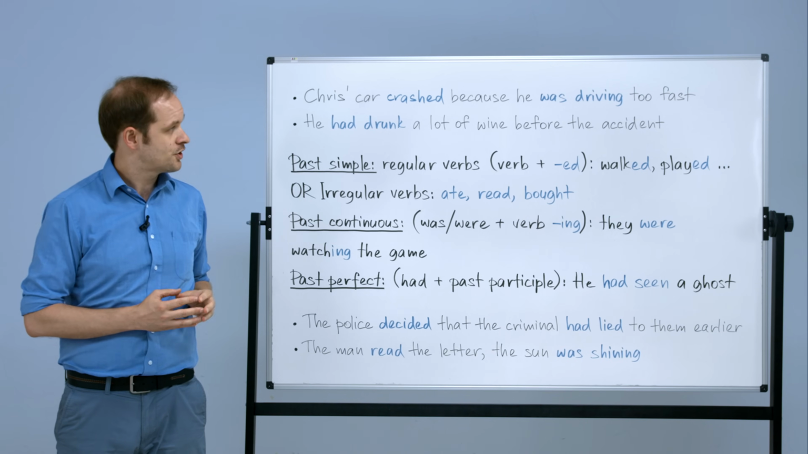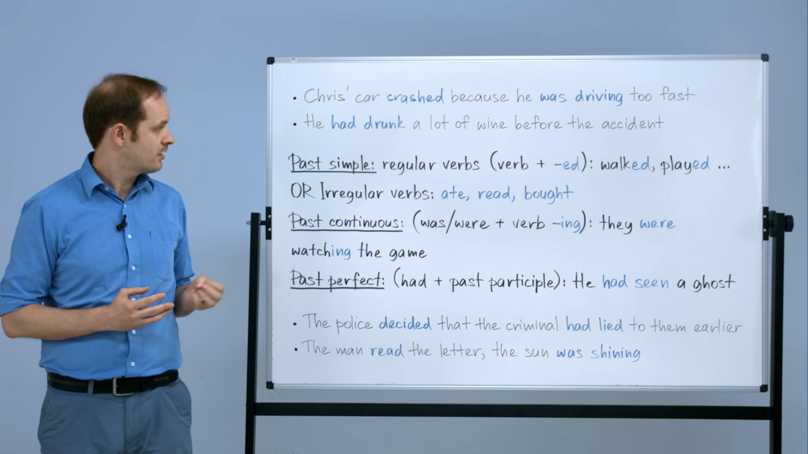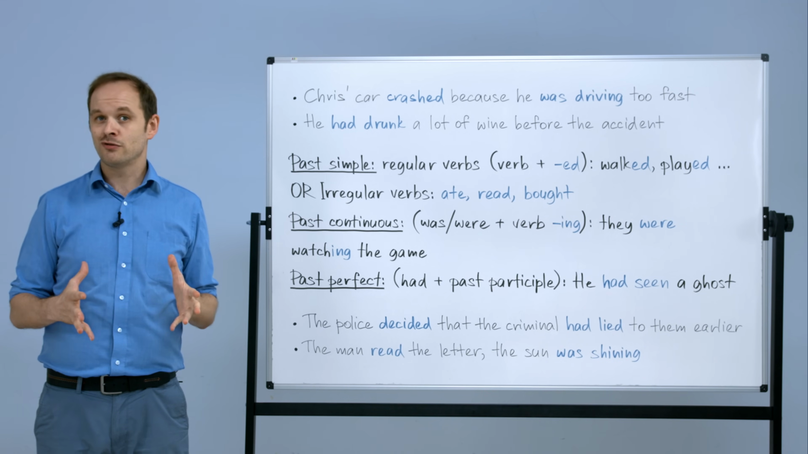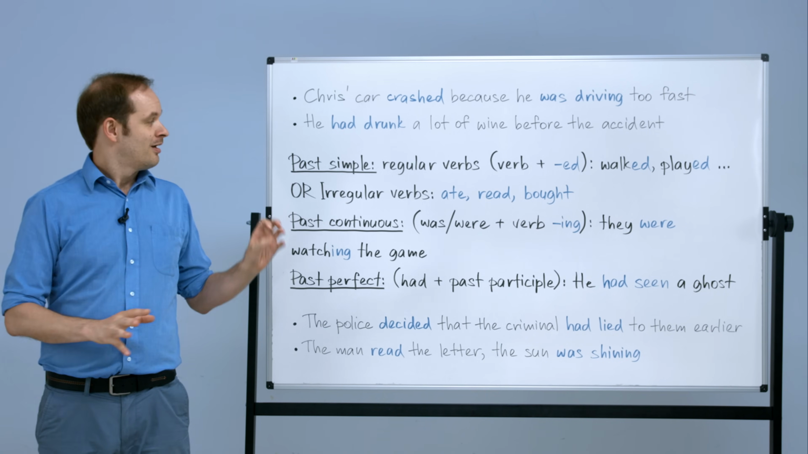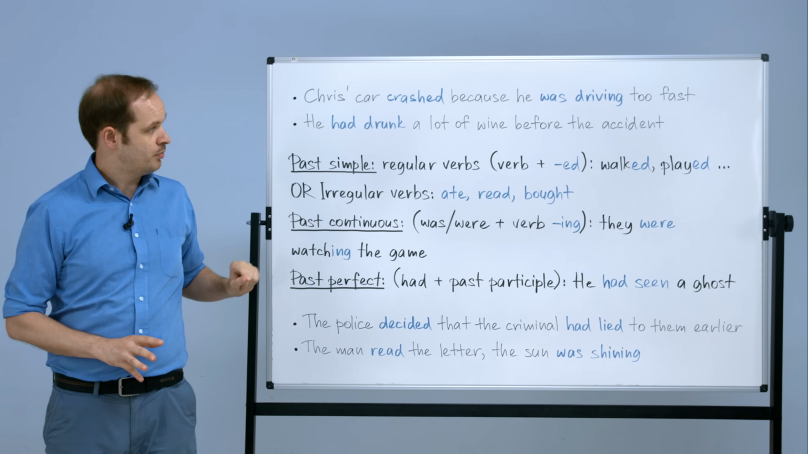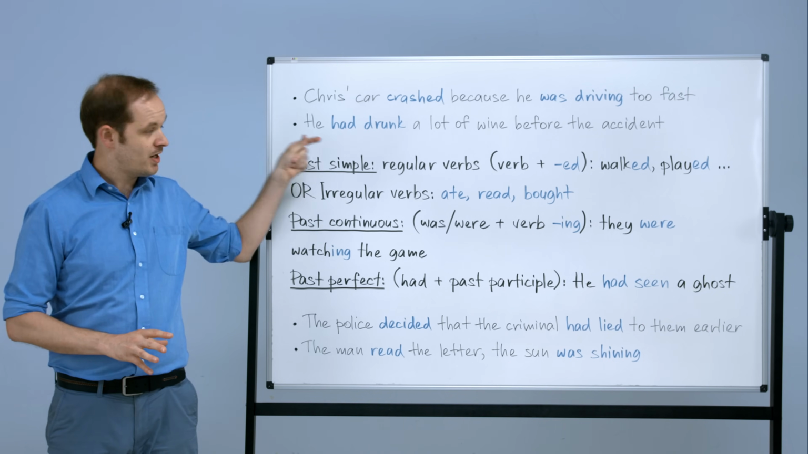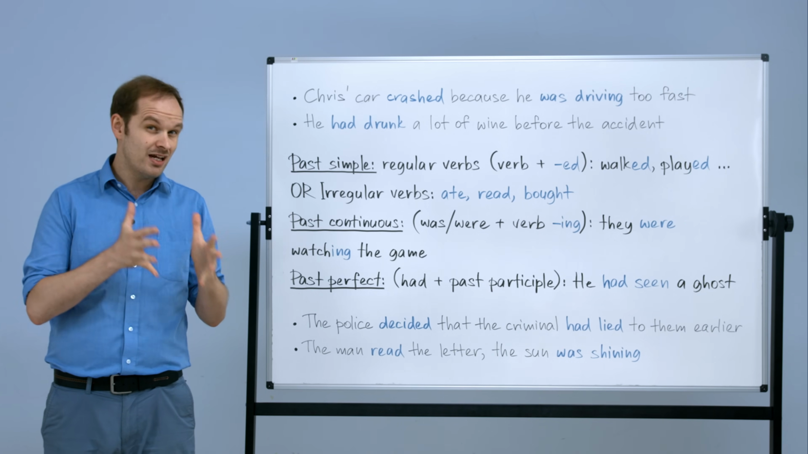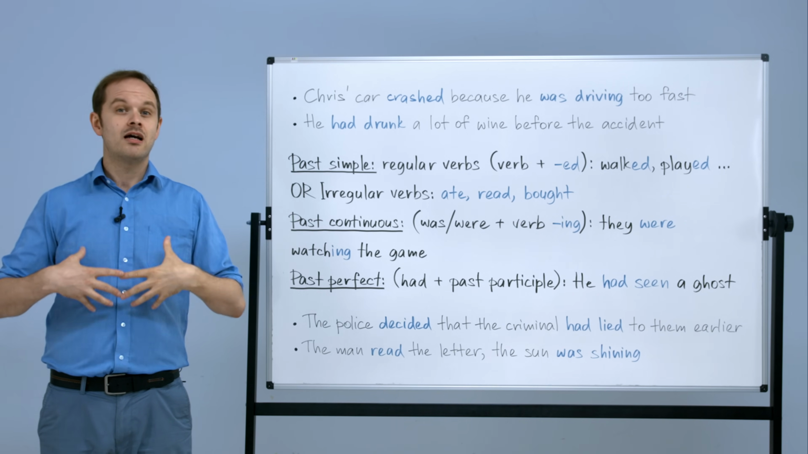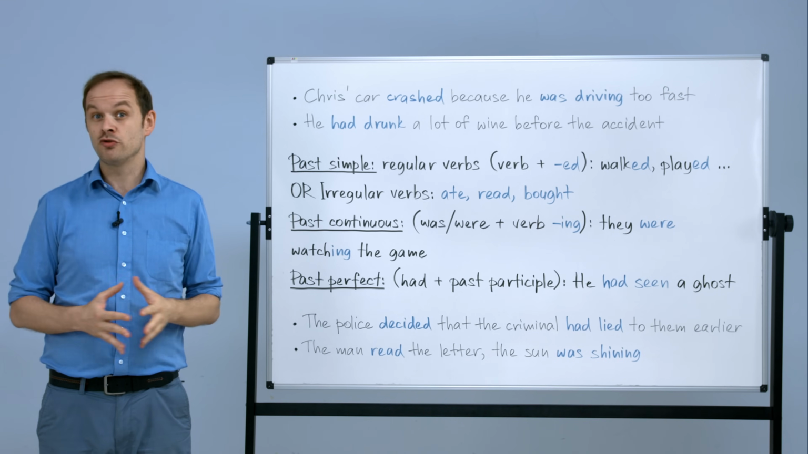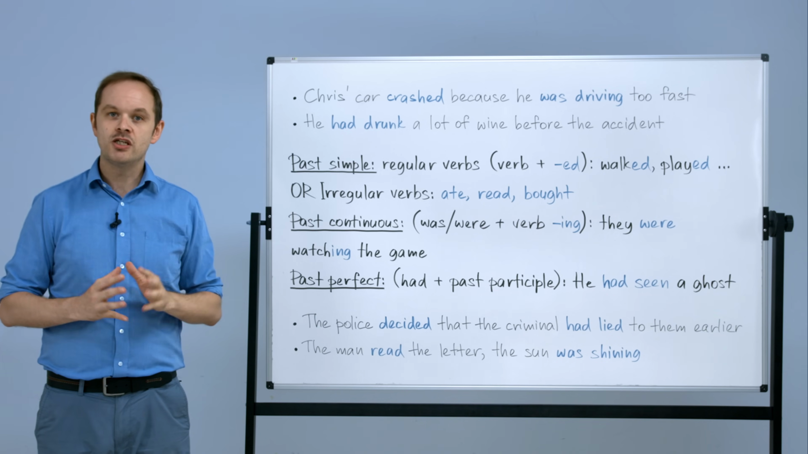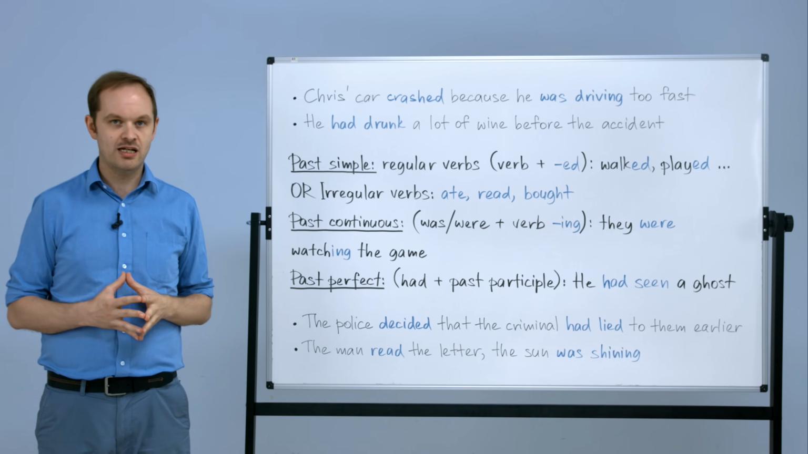Now, let's have a look at this story. Chris's car crashed because he was driving too fast. He had drunk a lot of wine before the accident. A story, not a true story. And as we can see here, we've got the past simple, the past continuous, and the past perfect working together to put the information into the story correctly and therefore telling a good story in English. So, how and why do we use these past tenses when we're telling a story?